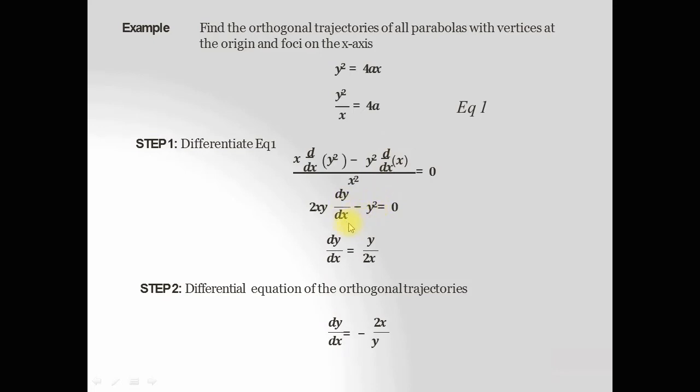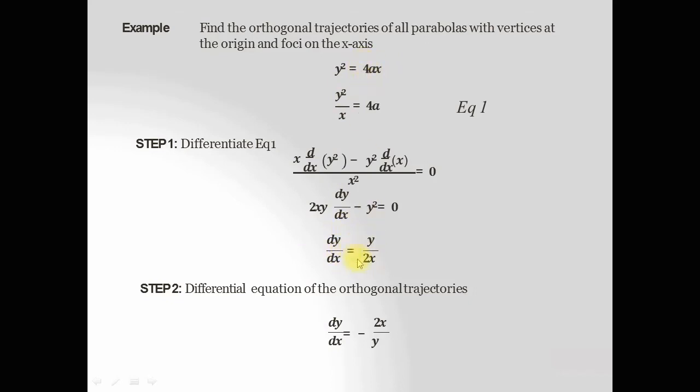Now for the separation of variables, shift the term y² to the right-hand side, or simply adding and subtracting y² on both sides and dividing both sides by 2y, we obtain dy/dx = y/(2x). So this is the differential equation of the given family of curves.